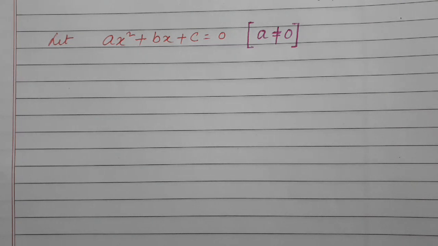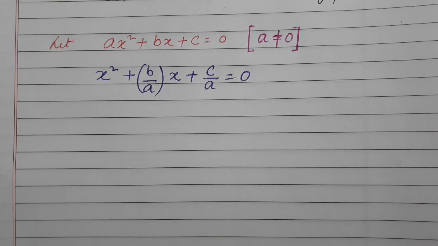So after dividing by a, we get x square plus b by a into x plus c by a is equals to 0. Here each and every term in the left hand side is divided by a. Now we will use the completing the square method to derive the formula.